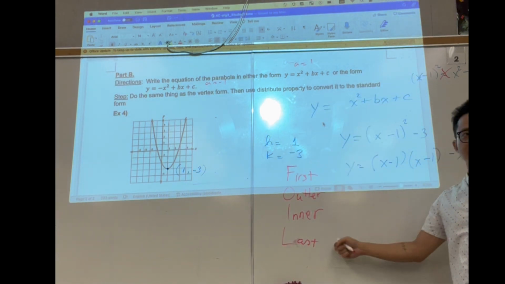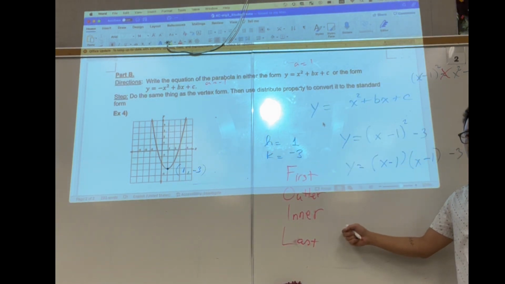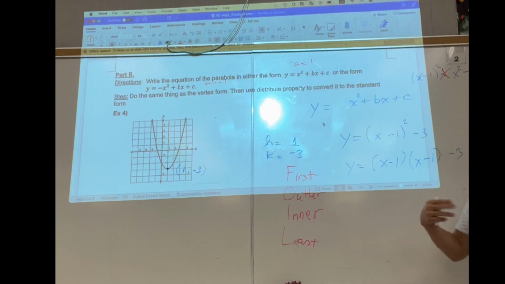Let me tell you, I didn't learn this in my country. No, I didn't learn this. I just heard this when I came here. Oh, they teach you this, then I need to explain. Let me tell you what this is first, and then I'll tell you how I learned this.